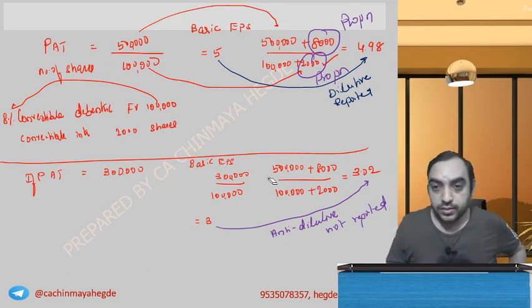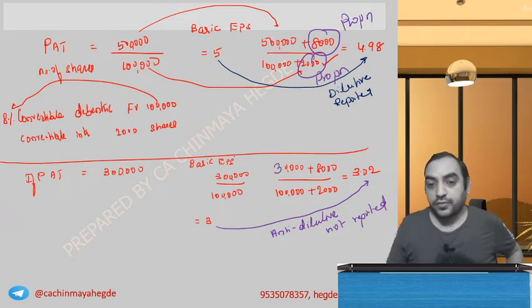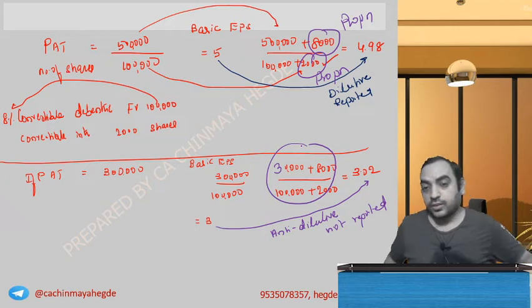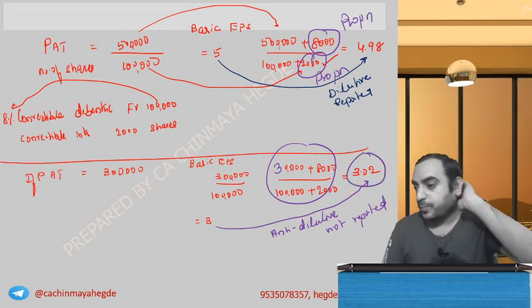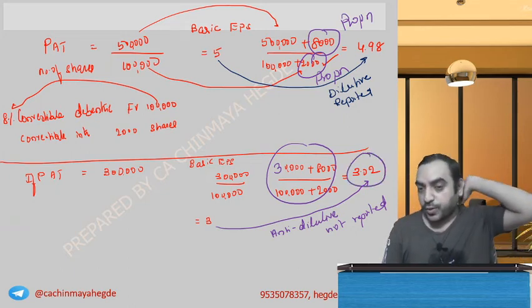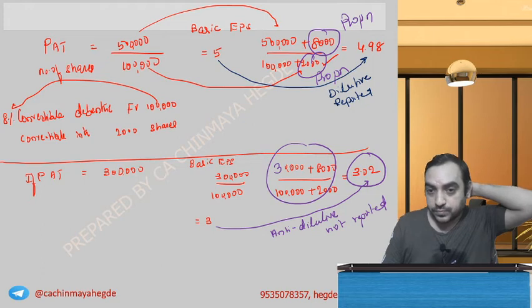Sorry, this is not 5 lakh, this should be 3 lakh only. That's a mistake. Is the answer 3.02 right? Yes, 3 lakh.